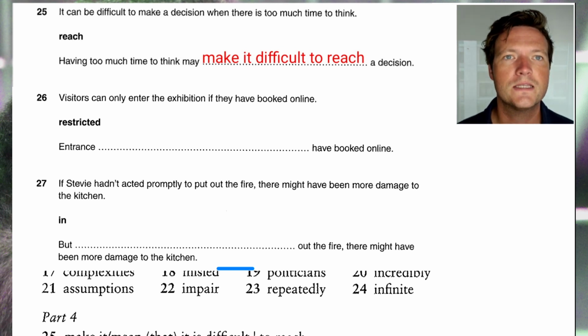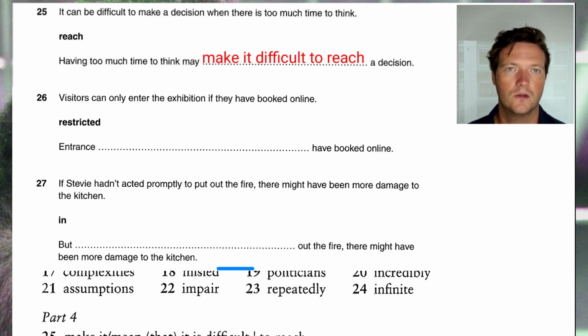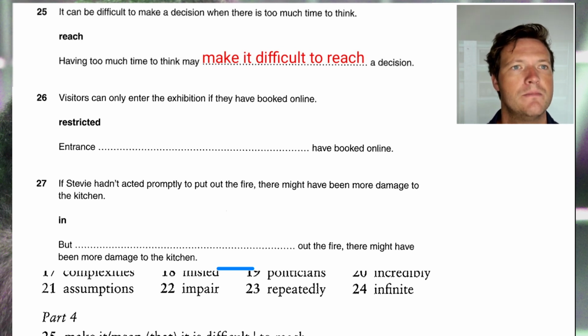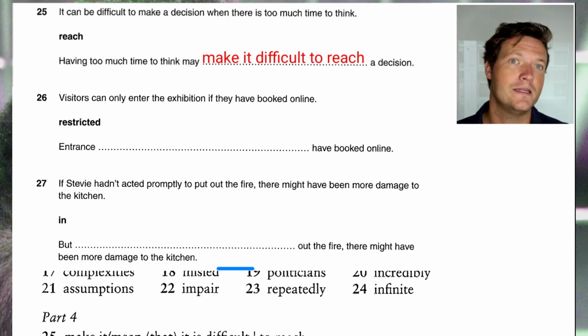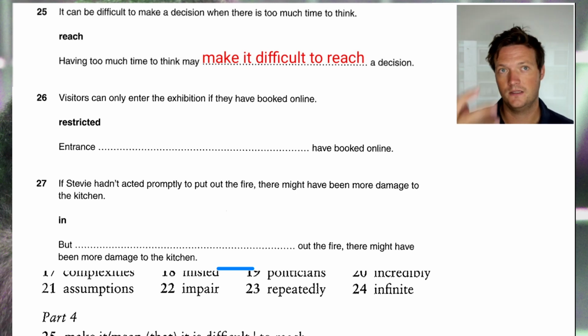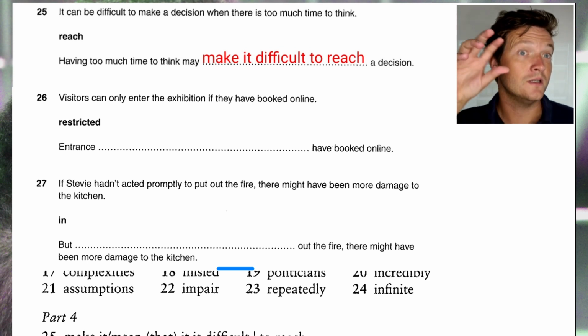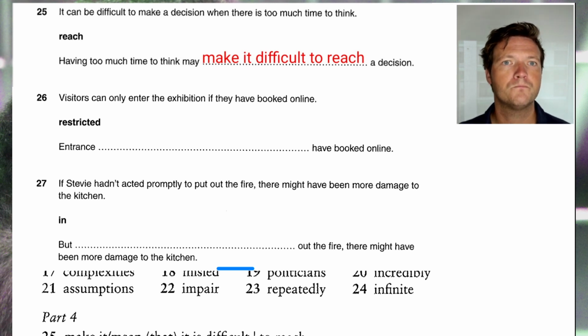So, visitors can only enter the exhibition if they have booked online. Restricted. Entrance, restricted, have booked online. So, what is missing there is the idea that visitors can enter the exhibition if they have booked online. So we want to make sure that it is understood in the second sentence that the condition for entrance is booking online, right?